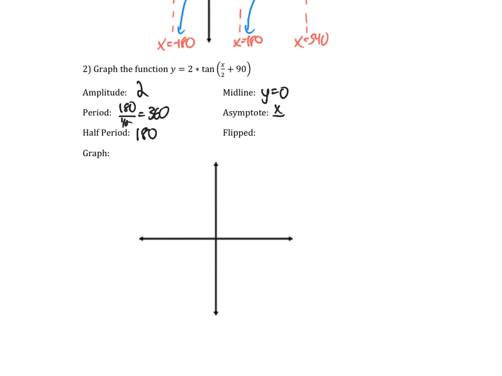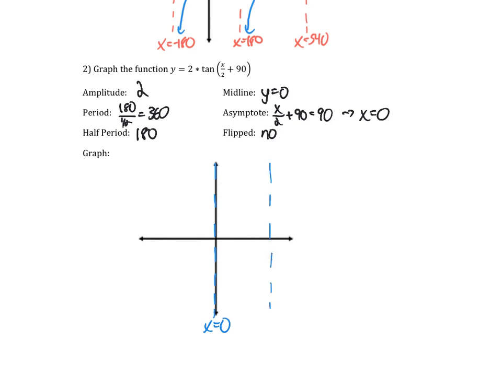And to figure out where my asymptote that's normally at 90 goes, I'm going to set x over 2 plus 90 equal to 90. And if we solve that, we get x equals 0. And is it flipped? No. So that means I have an asymptote at 0 here. I'll do this one in blue this time. X equals 0. To find my other asymptotes, I know they're going to be a period to the left and a period to the right. So if it's at 0, that makes it really easy.